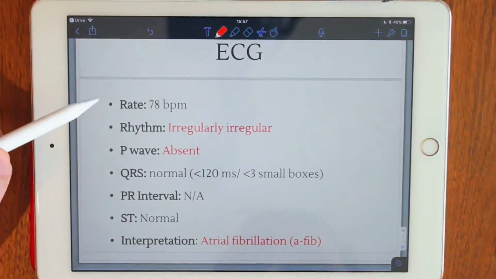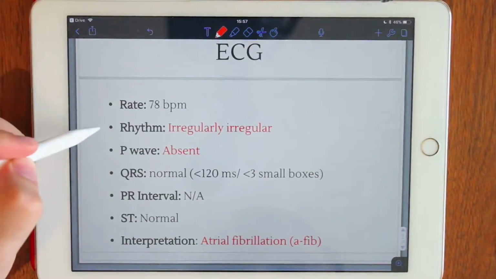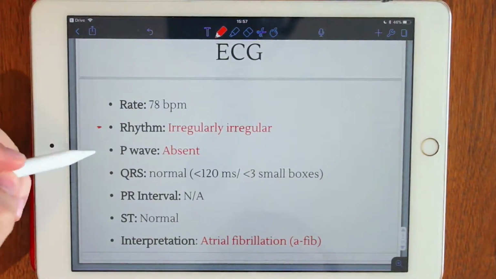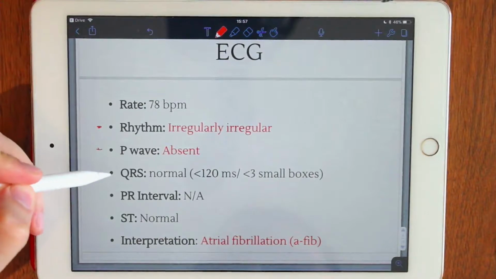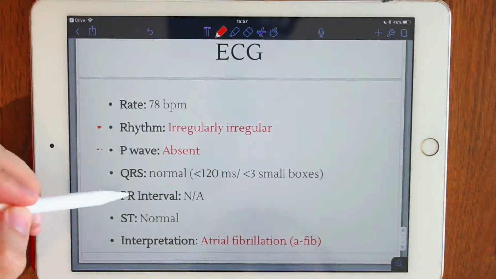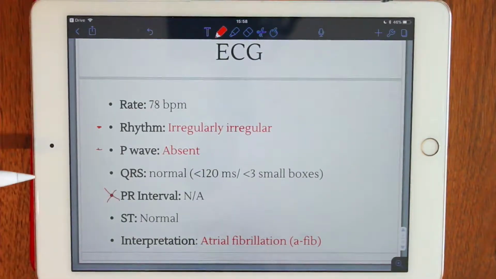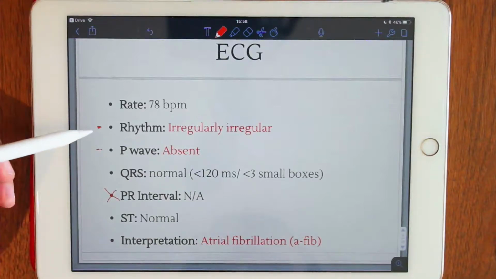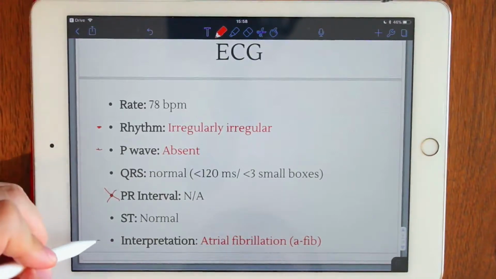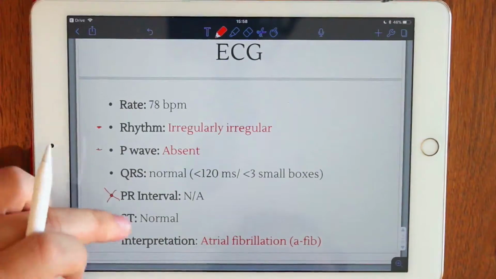So in summary, the rate is about 78 beats per minute. We can see that the rhythm is irregularly irregular. P waves are absent. QRS and ST segments are normal. We're not looking at the PR interval since we don't have P waves. These two features together, slam dunk atrial fibrillation.